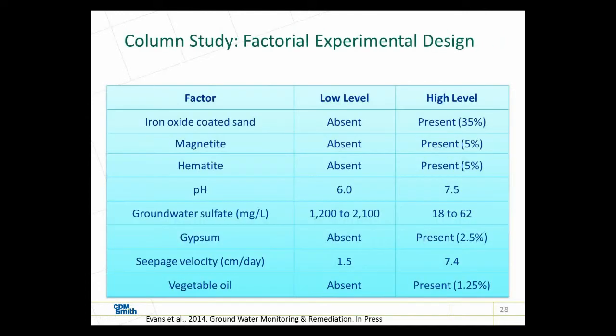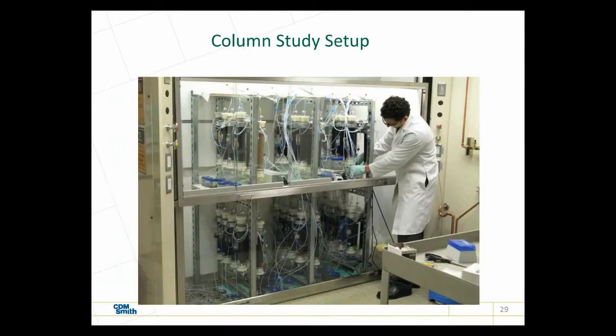We did a large column study funded by the Air Force looking at these different factors to try to see what would promote or optimize this biogeochemical transformation. We looked at different forms of iron oxides, different pH, sulfate concentrations, gypsum, groundwater velocities, which translated into residence times. And these were all mulch columns, but in some of them we amended them with vegetable oil as an additional electron donor. Here's a picture of us doing this in our Environmental Technologies Laboratory in Bellevue, Washington. So about 48 columns there, quite a complex system.